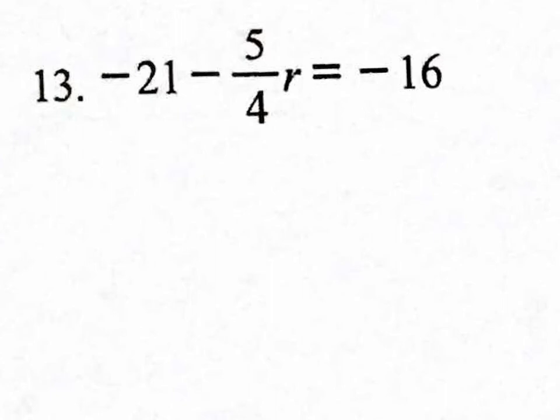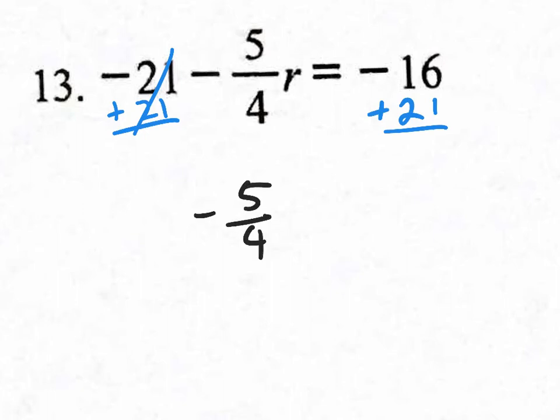Get rid of that minus 21 by going plus 21. That'll cancel it out. And it makes the equation look smaller and nicer. Check it out. On the left side, all I have left is the minus 5/4 r. The equal sign comes down. And 21 take away 16, or negative 16 plus 21, that's 5, right? Yeah, it is. Okay. So now, look at that. That's a really simple equation.